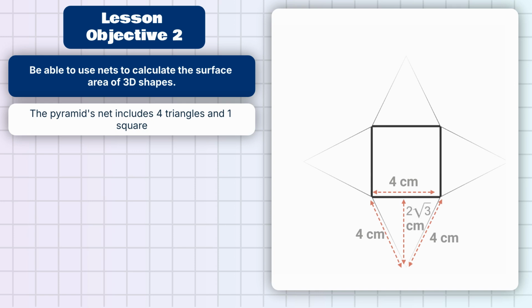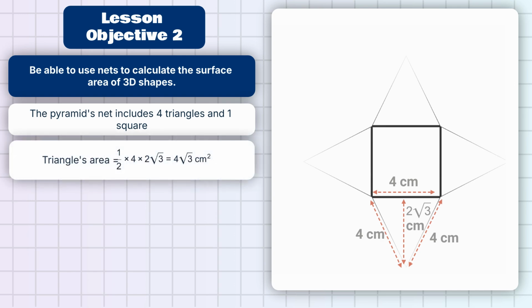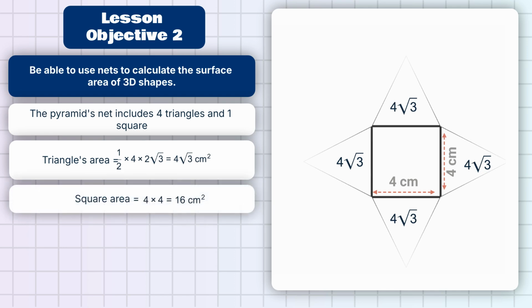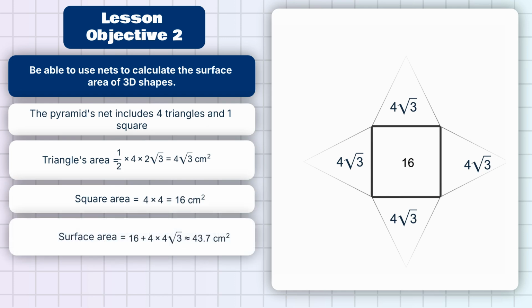If you got 2 times the square root of 3, then you are correct. We can now calculate the area of one triangle as half times 4 times 2 square root of 3, which comes to 4 square root of 3 centimeters squared. The square is straightforward, with an area of 4 times 4 equals 16 centimeters squared. We have 4 triangles and 1 square. We add up the areas of each of them, so the total surface area comes to approximately 43.7 centimeters squared.